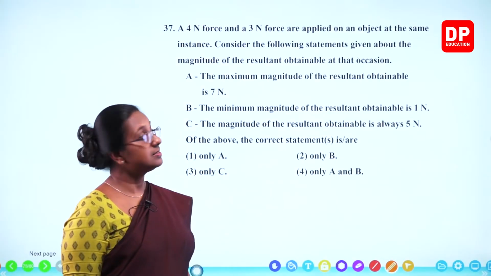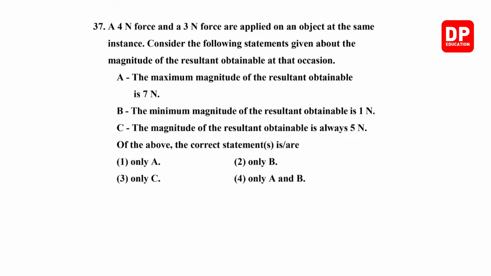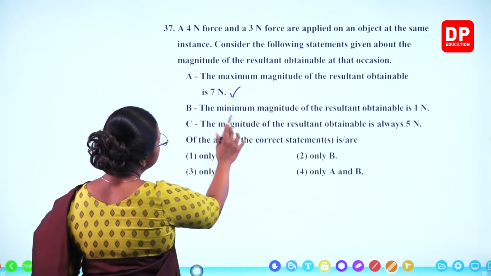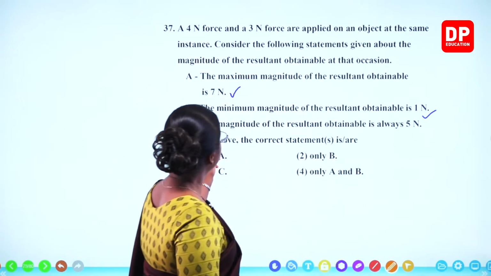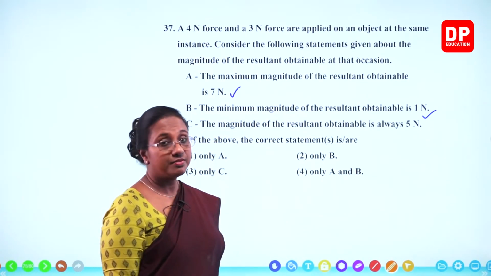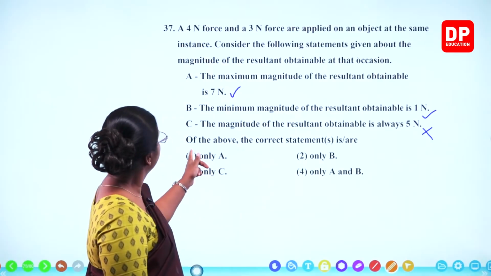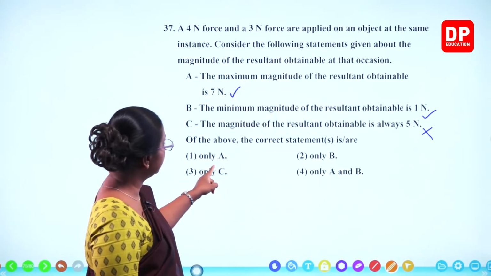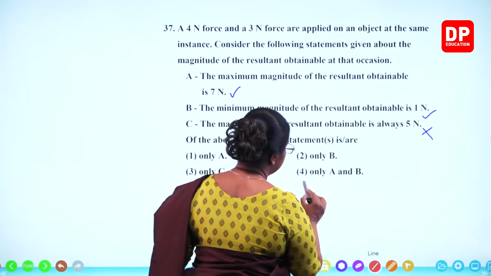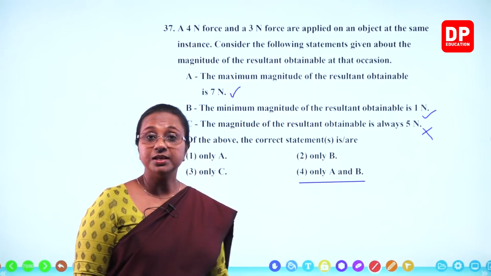Consider the following statements given about the magnitude of the resultant obtainable at that occasion. A, the maximum magnitude of the resultant obtainable is 7 Newton. Correct. B, the minimum magnitude of the resultant obtainable is 1 Newton. That is also correct. The magnitude of the resultant obtainable is always 5 Newton. No, we did not get 5 Newton in any of the instances. Of the above, the correct statements are A and B. So the answer, only A, only B, only C, it is only A and B. Is that correct? So with that, we'll move on to the next question.